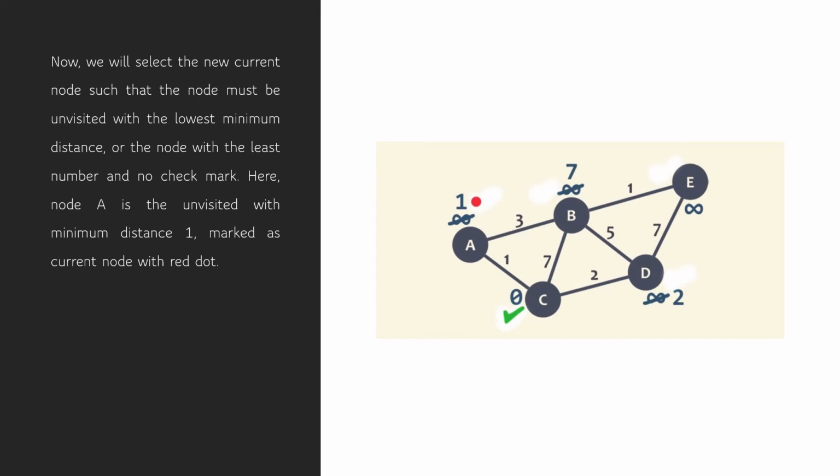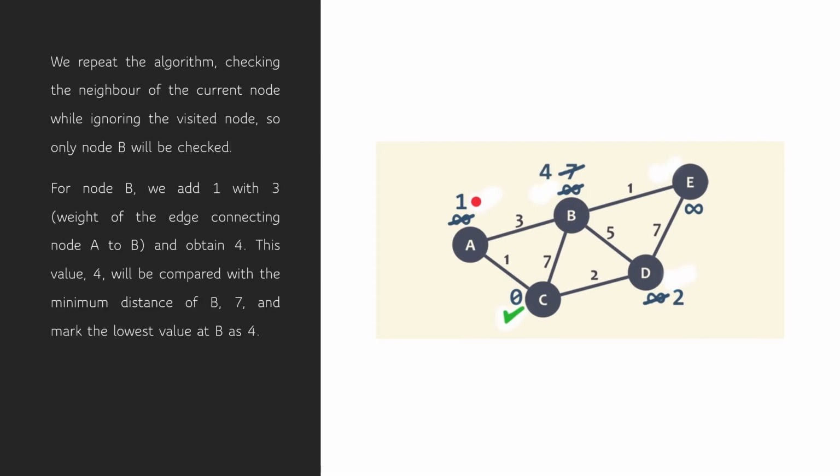Now we will select the new current node, such that the node must be unvisited with the lowest minimum distance, or the node with the least number and no check mark. Here, node A is unvisited with minimum distance 1, so it is marked as the current node with a red dot.